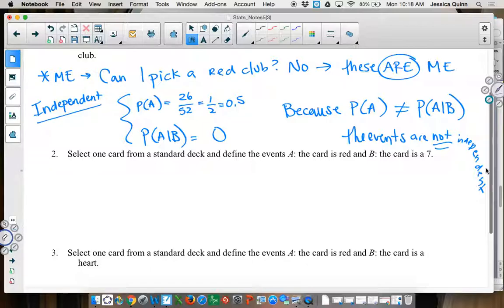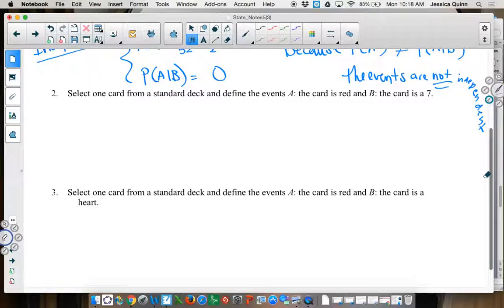Select one card from a standard deck and define the events A, the card is red, and B, the card is a 7. So, mutually exclusive? No. Okay, let's do mutually exclusive first. Are these mutually exclusive? Can you pick a red 7? Yes, so they're not mutually exclusive, because I can pick a red 7.